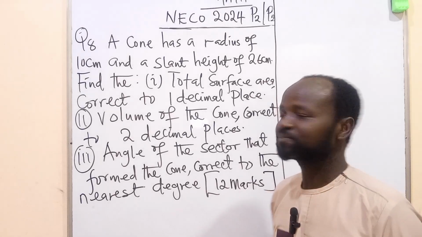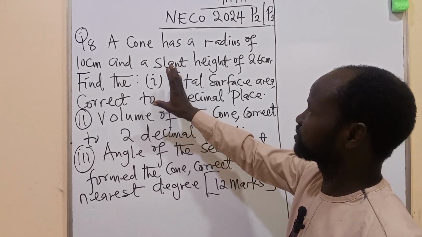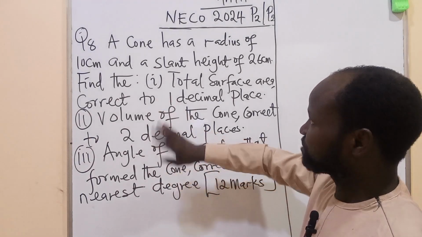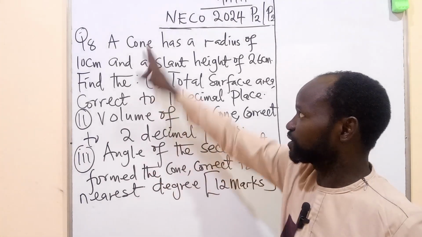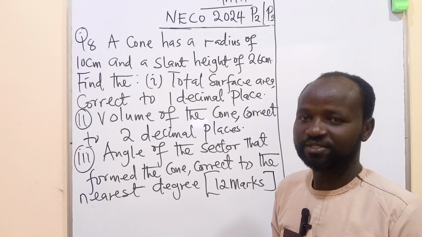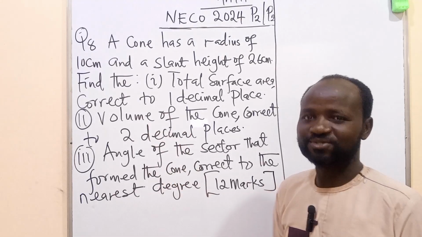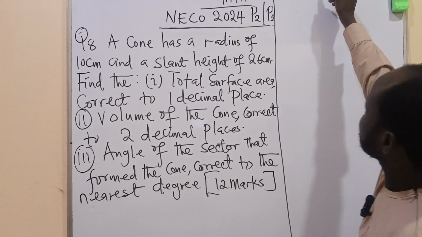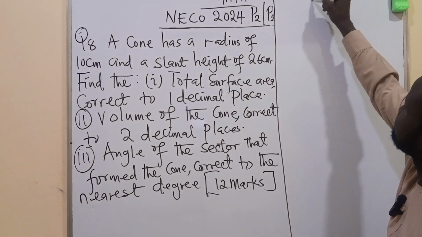First thing to do is to identify which topic this question is from. Of course, this is from mensuration of solid shapes. A cone is a solid shape. Let's look at how we can solve this together. Let's write down the solution here.